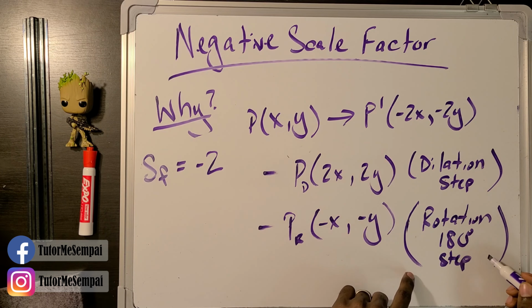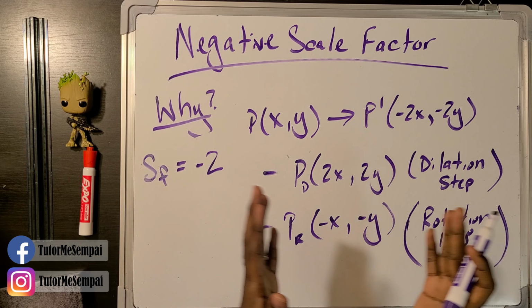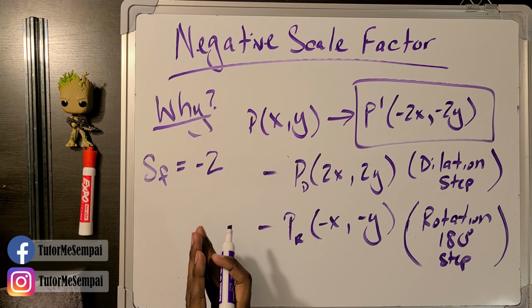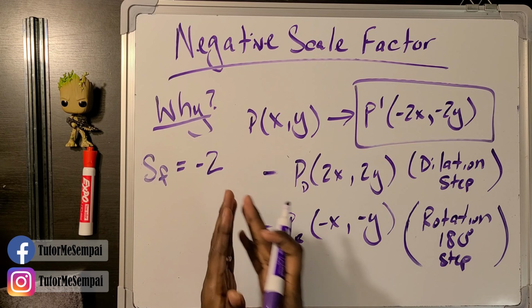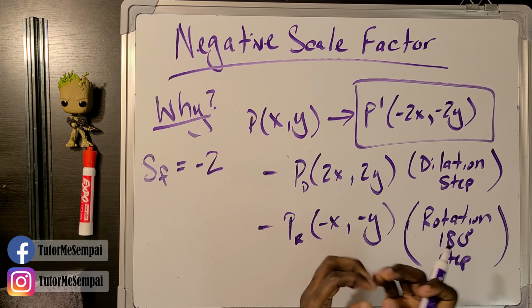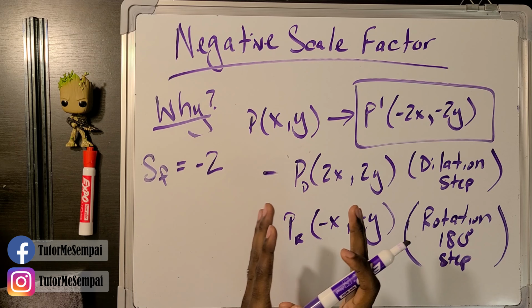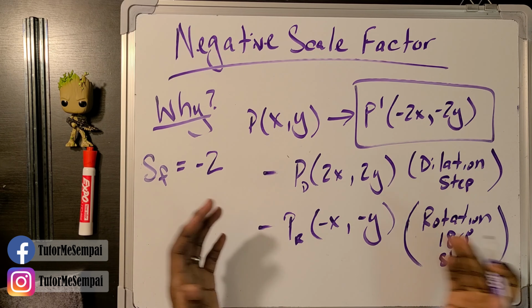So each individual transformation tells us to do something to this point, and when we put it together, we get our final product of a dilation with a negative scale factor. So you see that whenever you have a negative scale factor, you're not really doing a pure dilation. So technically, this is not a dilation problem. You're really doing a combo between a dilation and a rotation. So let's see how this works with one example.